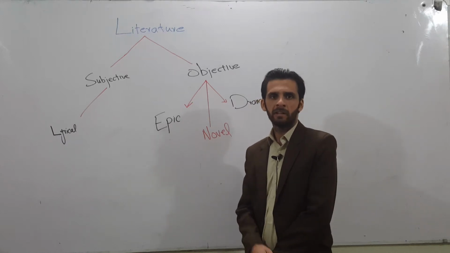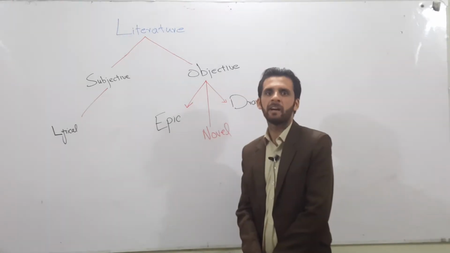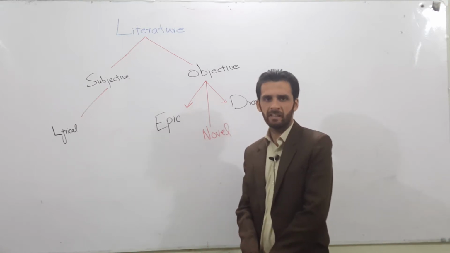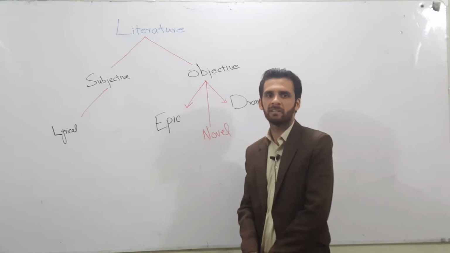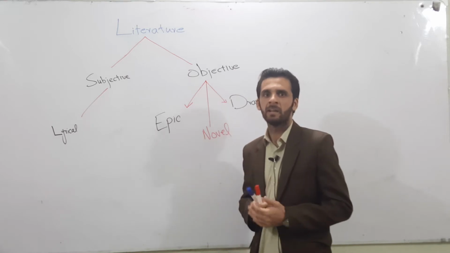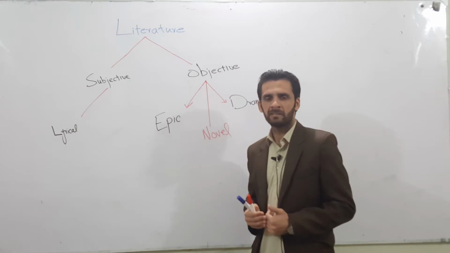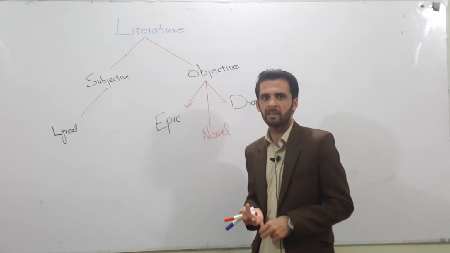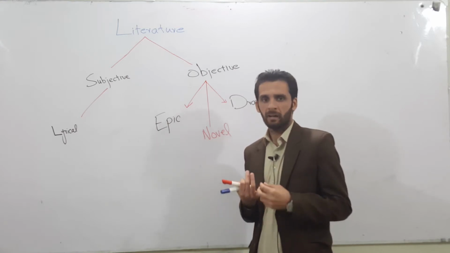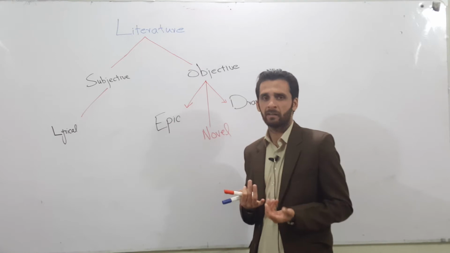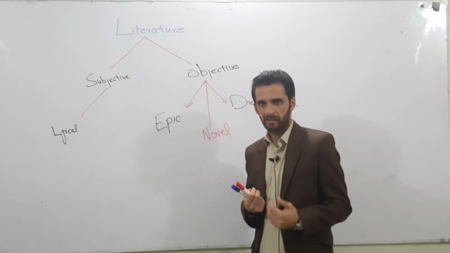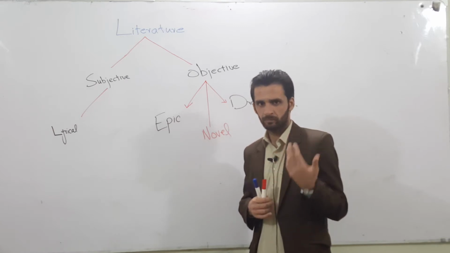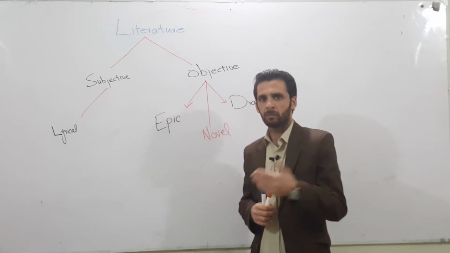Literature is divided into two categories, subjective and objective. Subjective is a literature which is internally inspired, while objective is a literature which is externally inspired. Internally inspired means that the motivation for producing that literature is internal, while externally inspired means that the triggers or motivation for producing that piece of literature is external, from the outside.